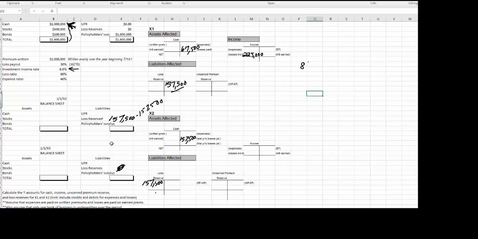So we take 8% times our 1.6 million. So this equals 128,000. We're going to put the 128,000 in income. It's a credit to income because we did earn it, and in cash because we actually get the cash. A debit to cash, which is an increase in cash, and a credit to income. To help you along a little bit, I'm going to give you the total that you should calculate here. 2,560,500, which of course should be your balance over here as well.